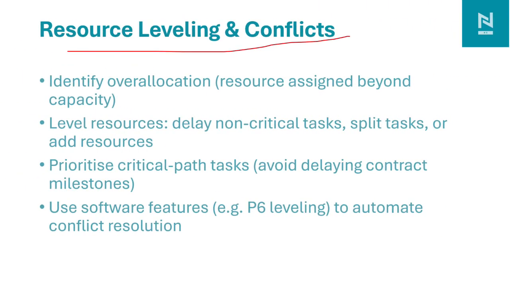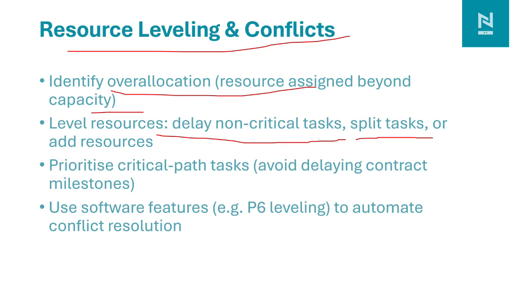Another is resource leveling and conflicts. We need to identify over-allocation, where resources are assigned beyond their capacity. Some resources may be allocated to different projects, so we need to make sure that the resources are available at the required time. If resources are not available when required, they may delay the critical activities. Also, we can delay some non-critical activities and split the tasks as per resource availability. We need to prioritize the critical path tasks. If there is a delay on them, it will impact overall contract milestones.